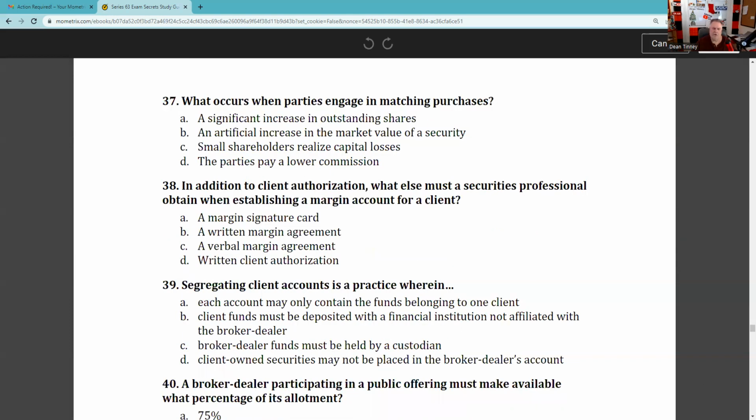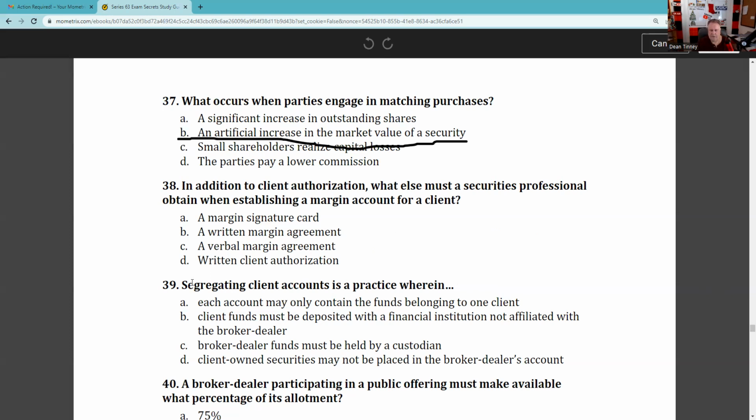Giving the false impression of volume is a big no-no. And a matching purchases when nobody's really trying to do a legitimate securities transaction. So matching purchase, significant increase in the outstanding shares, no. Yeah, an artificial increase in the market value of the security. So I sell it to you at 37, you sell it to me at 37.05, I sell it back to you at 37.10. People go, oh, something's up. No, right? So that's giving the false impression of volume. Big no-no. That's such a classic. It has a name called painting the tape. Painting the tape. Big no-no.